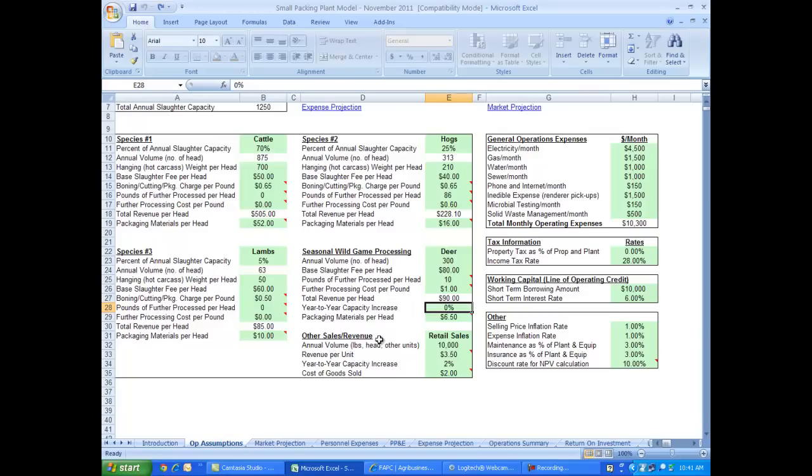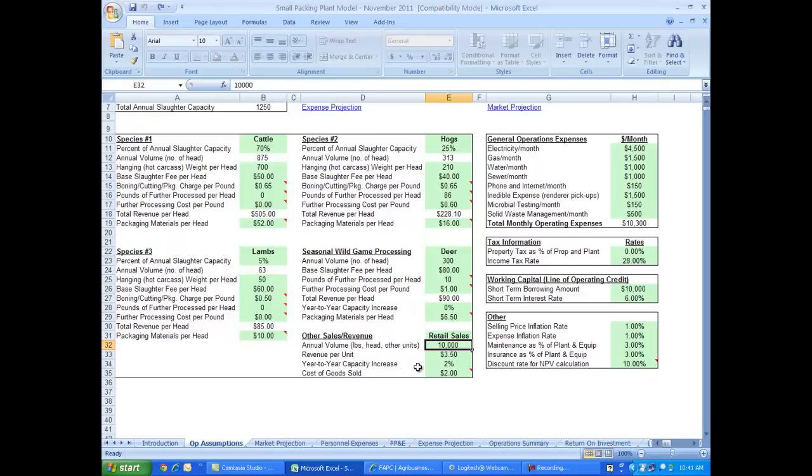You may also have the opportunity for other sales. In this case, for our base example, we're assuming that our plant will have a small meat sales counter, a retail counter at the front of the plant that will sell about 10,000 pounds annually of product, a variety of product.